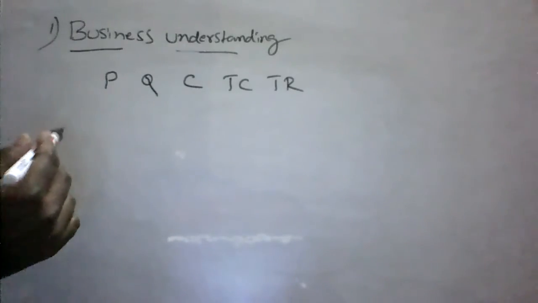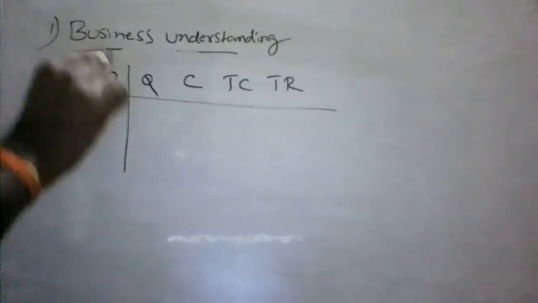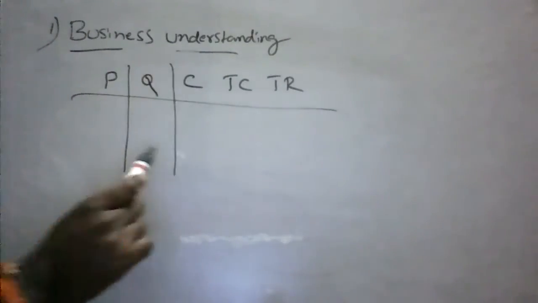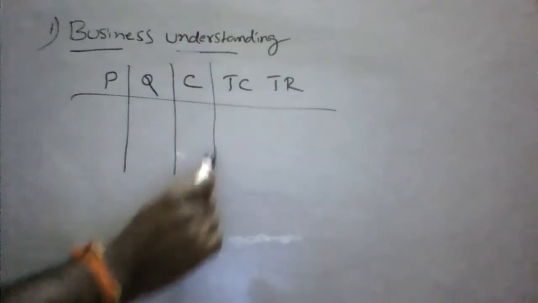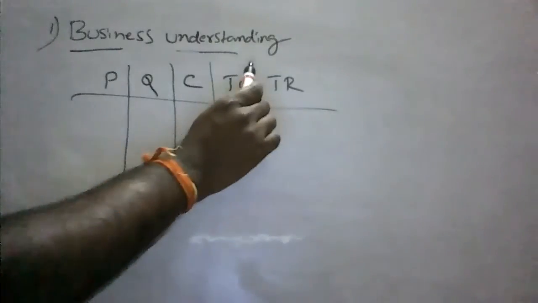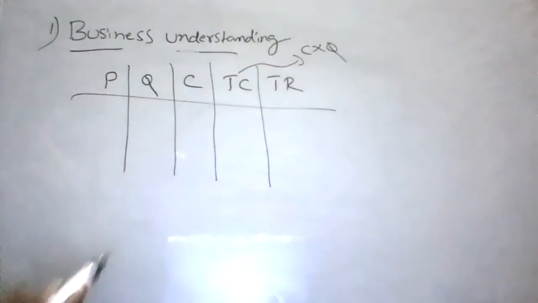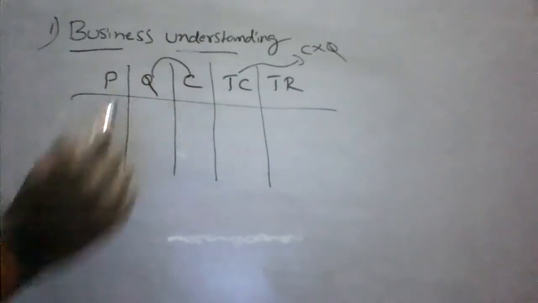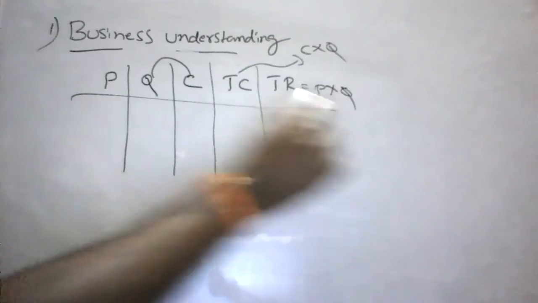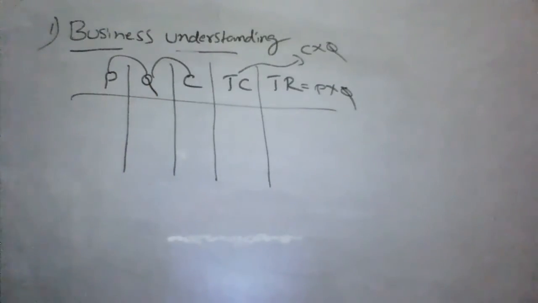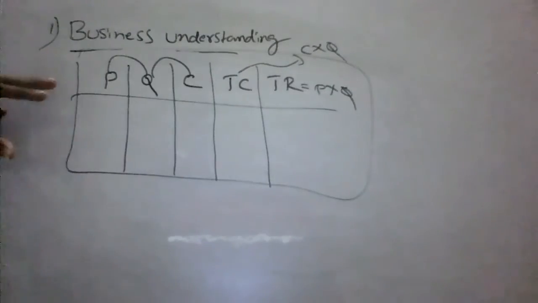That means I am going to design my columns for my data: the price of the product I am going to sell in the market, the quantity of the product I am going to produce, and the cost of each product. The total cost, for which I already gave the formula, is C into Q, and the total revenue is price into quantity. I am going to design the columns like this. I am preparing a small example data like this.